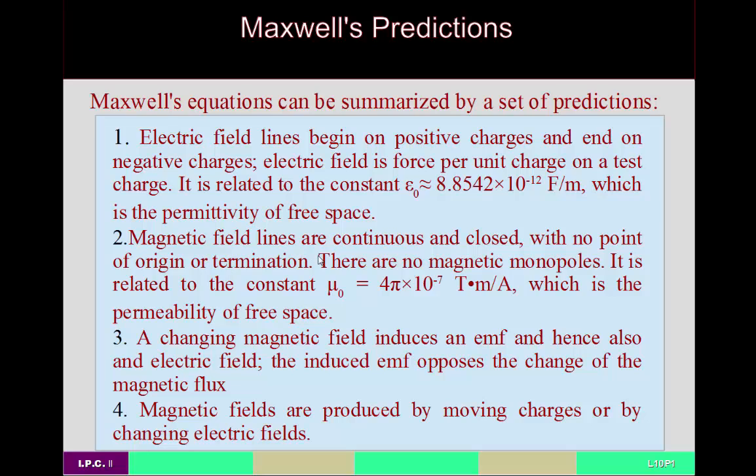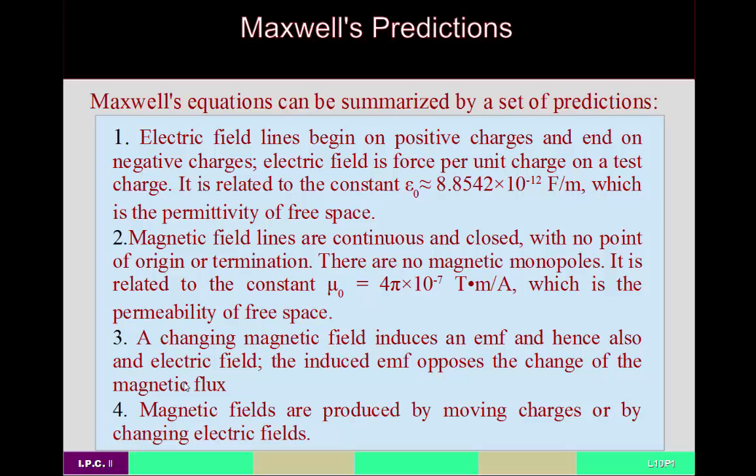Magnetic field lines, for their part, are always continuous and closed, so there's no point of origin or termination for them. This is because there are no magnetic monopoles. You can have magnetic dipoles, and they are often produced by moving charges. They are related to the constant of 4 pi times 10 to the negative 7 Tesla meters per amp, and that is called the permeability of free space.